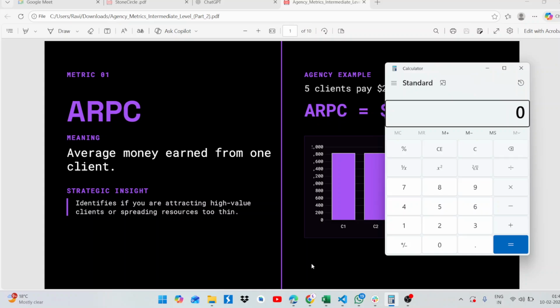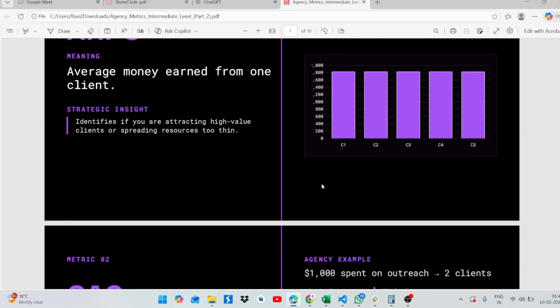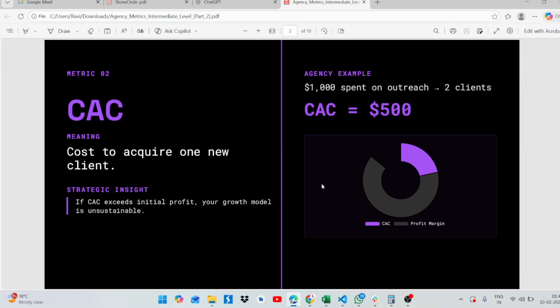Initially you can take clients who pay very little and onboard more of them, but the ARPC will drop. That is not something you should look forward to in the long term. Now the second one is the most heard term, customer acquisition cost, which is just the cost to acquire one new client. Say you spend $200 on an ad and get one client. Now the CAC is $200.